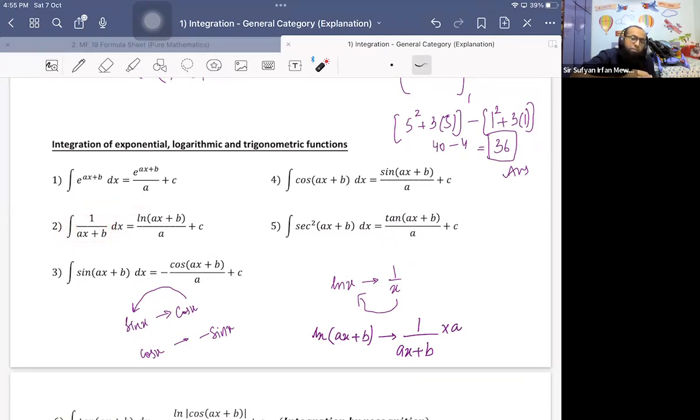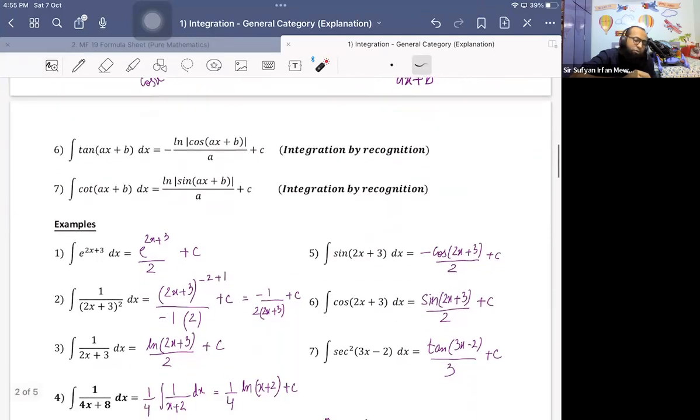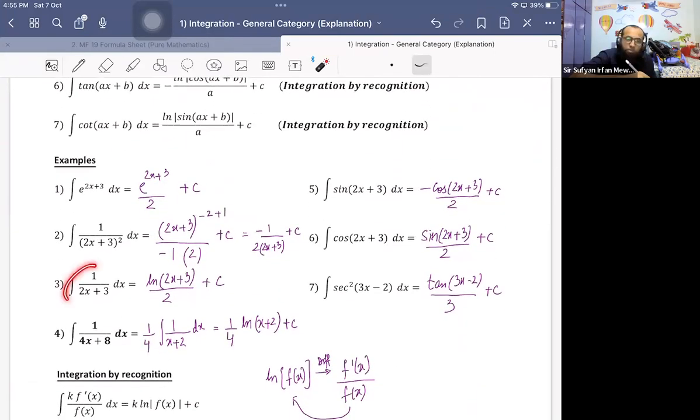But how will we remember this in the exam? Let's suppose we are given 1 upon 2x plus 3. Exam में अगर 1 upon 2x plus 3 आ गया मेरे सामने, how will I know what I have to do?